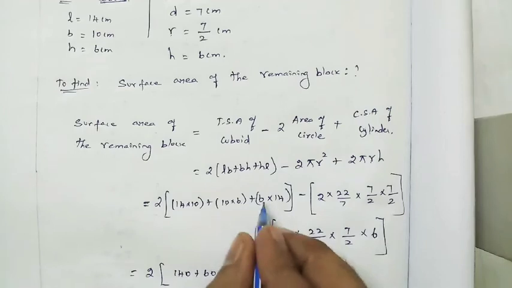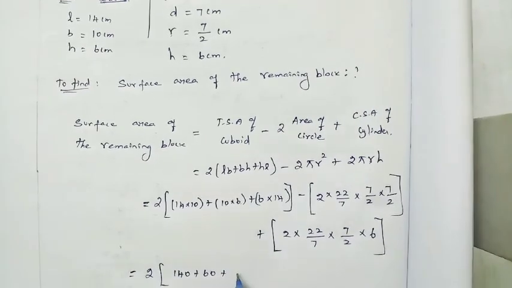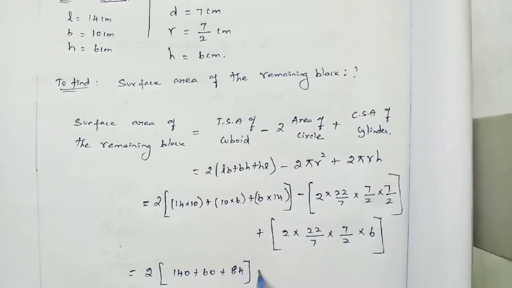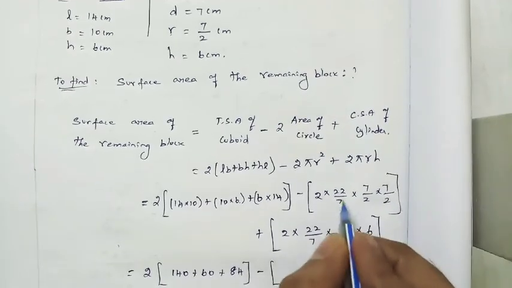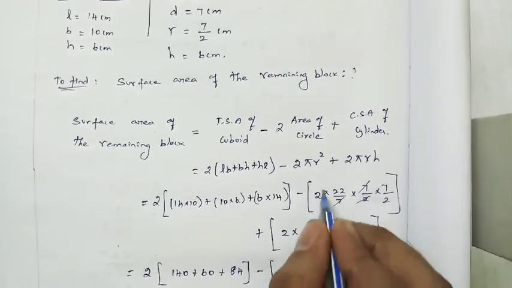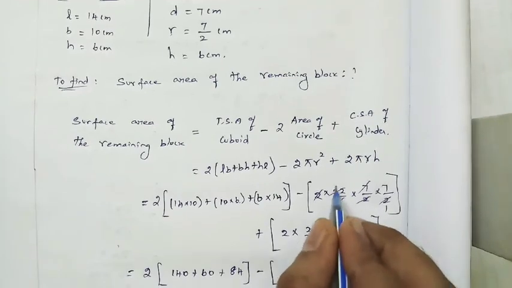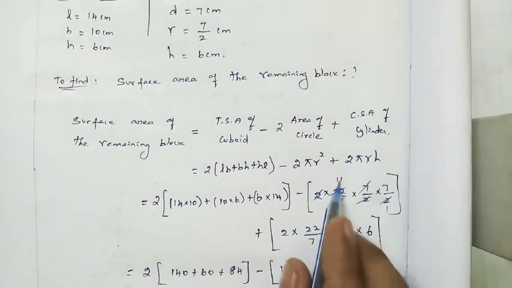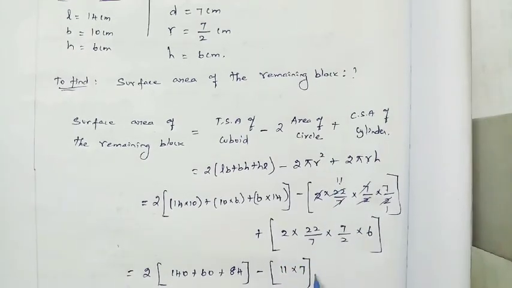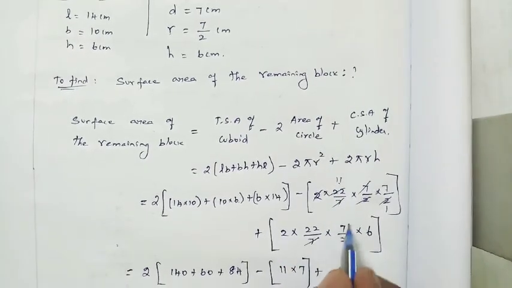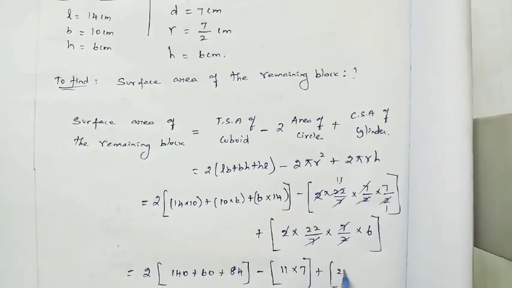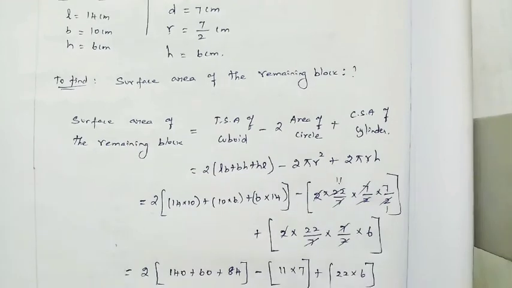Simplify. First multiply: 14 into 10 is 140, plus 10 into 6 is 60, plus 14 sixes are 84. Close the bracket, minus, simplify: 7 gets cancelled, 2 gets cancelled, 2 ones are 2, 2 elevens are 22. What is remaining? 11 into 7. Close the bracket, plus, here 7 will get cancelled, 2 will get cancelled, and remaining is 22 into 6.